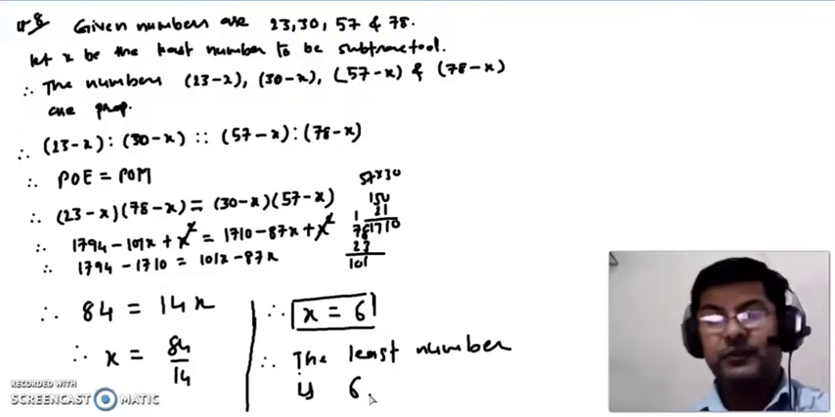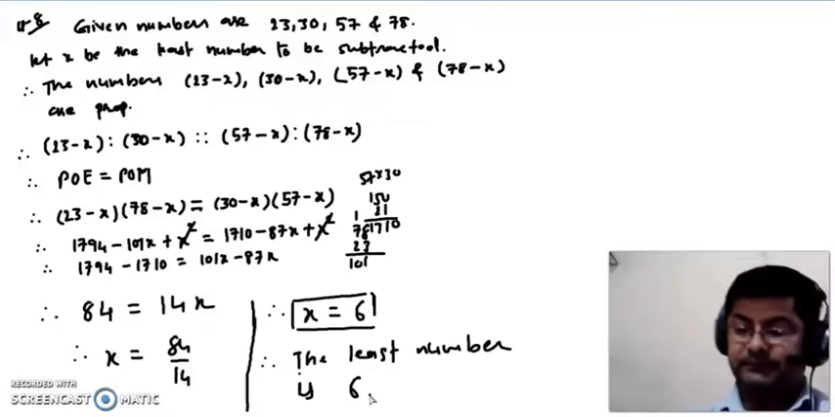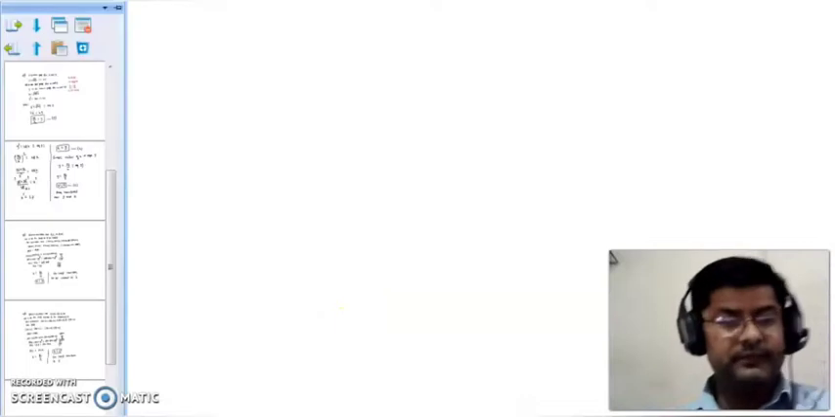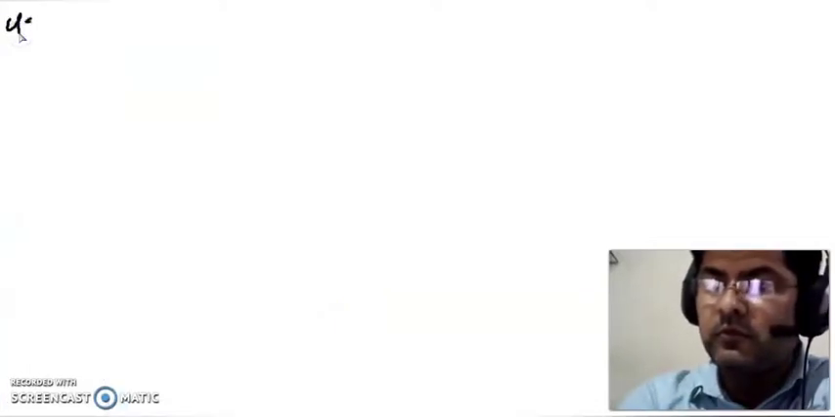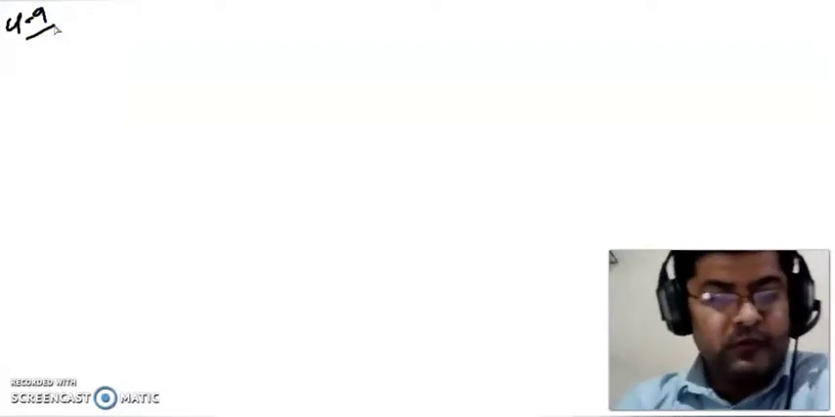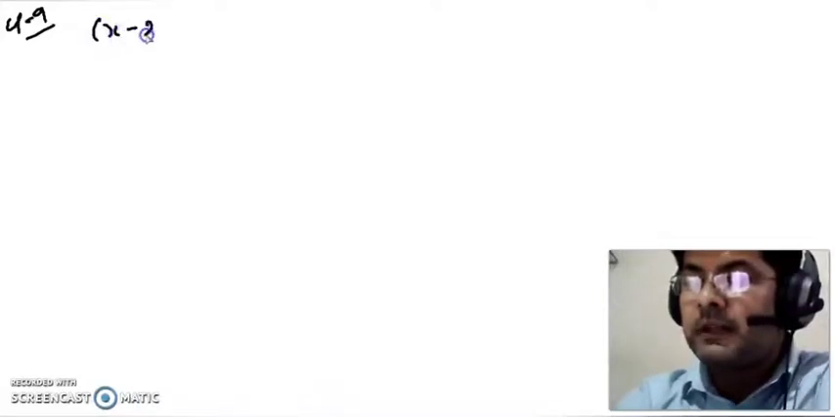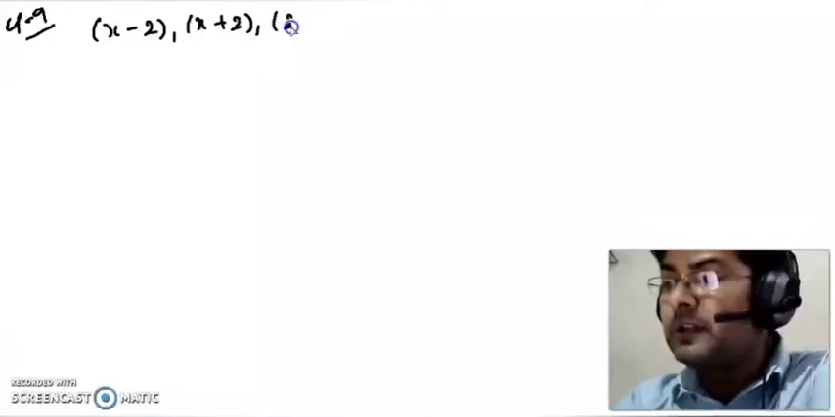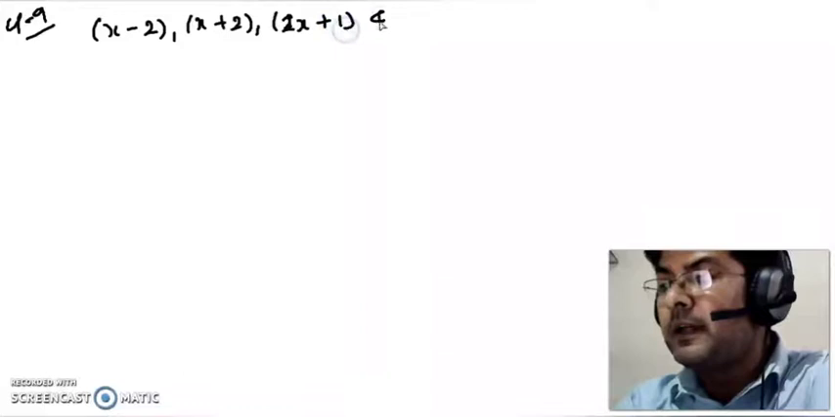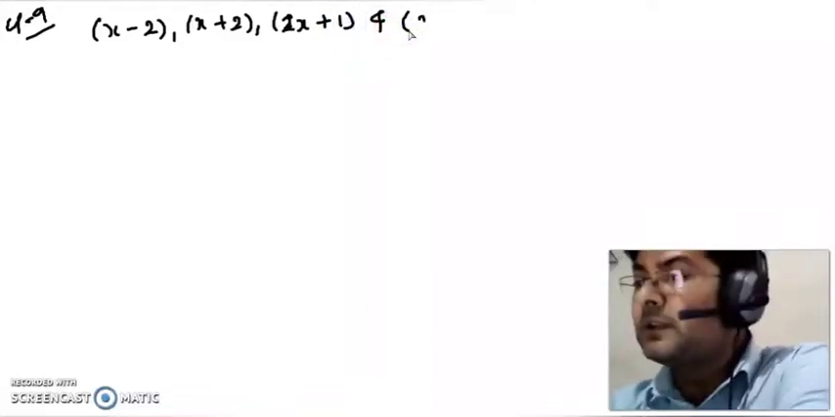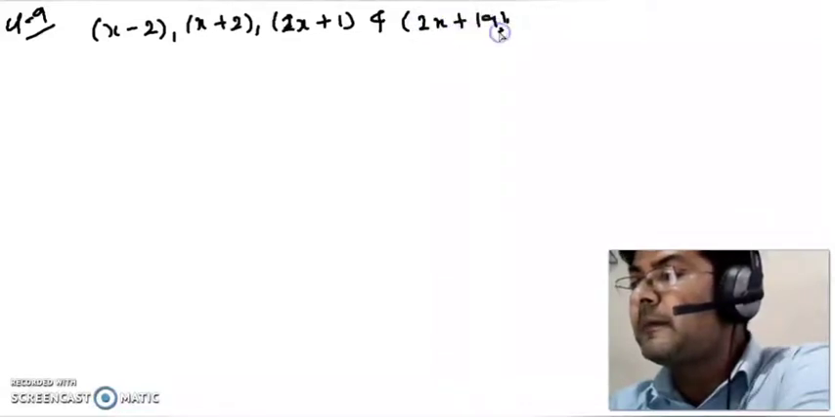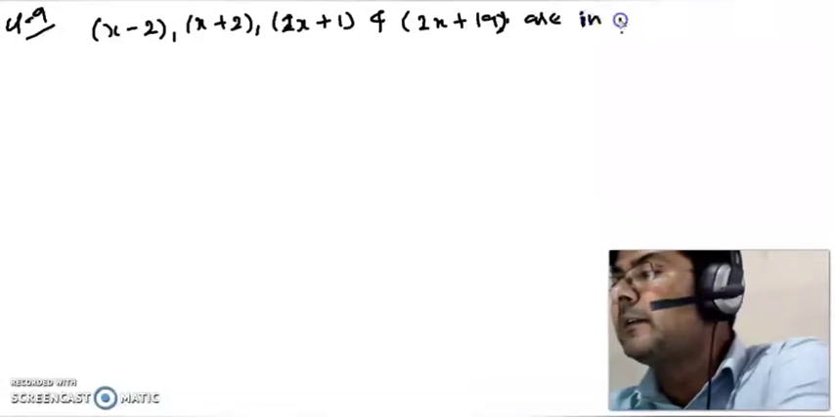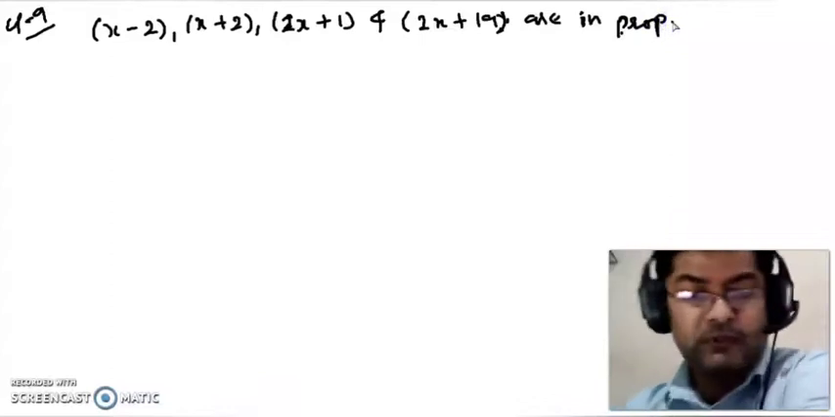Now let us solve question number 9. The four numbers x minus 2, x plus 2, 2x plus 1 and 2x plus 19 are proportional, are in proportion. We have to find the value of x.